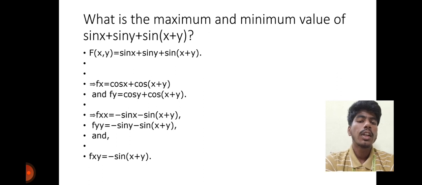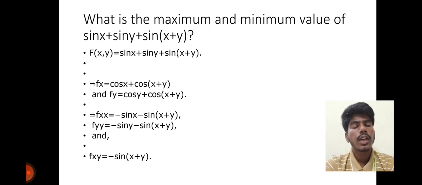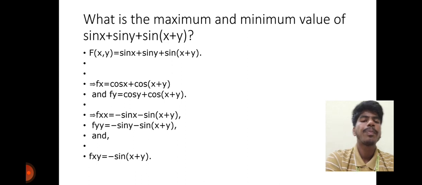So its value is 0, and cos x is converted for y as cos y, and sin of (x plus y) we can convert as cos of (x plus y). Derivative with respect to y gives cos y plus cos of (x plus y). Now the second derivative with respect to x is minus sin x minus sin of (x plus y), with respect to y is minus sin y minus sin of (x plus y), and with respect to x and y it is minus sin of (x plus y).